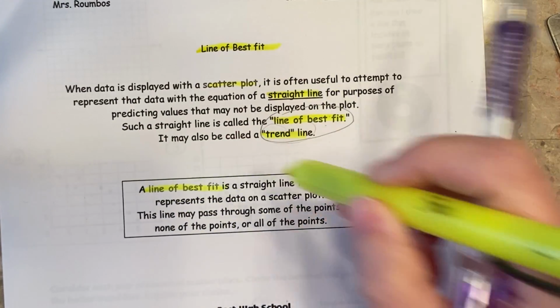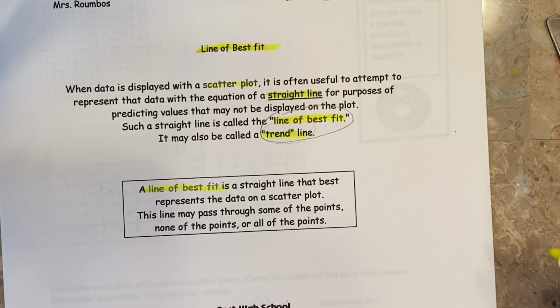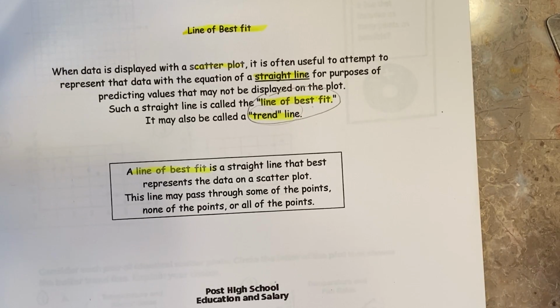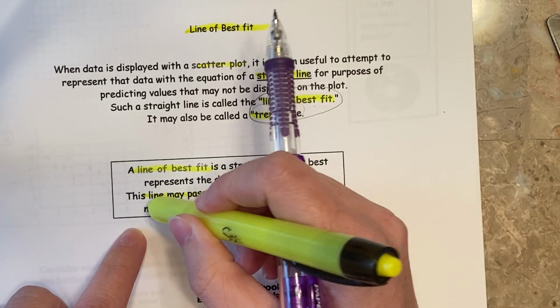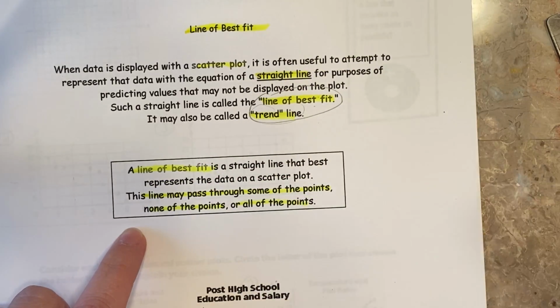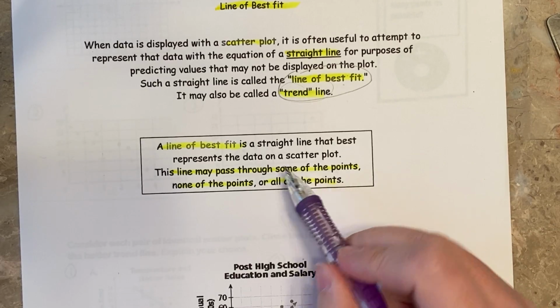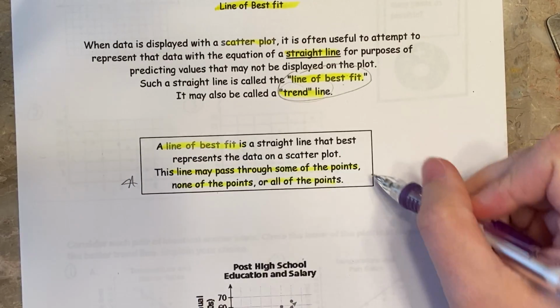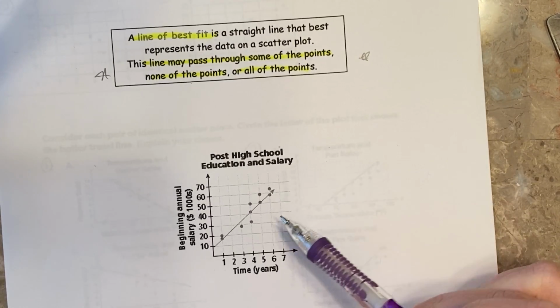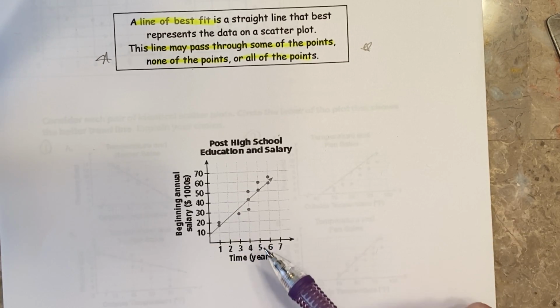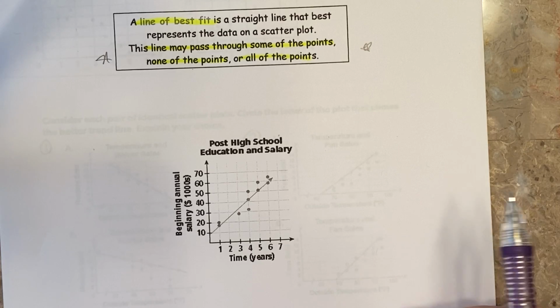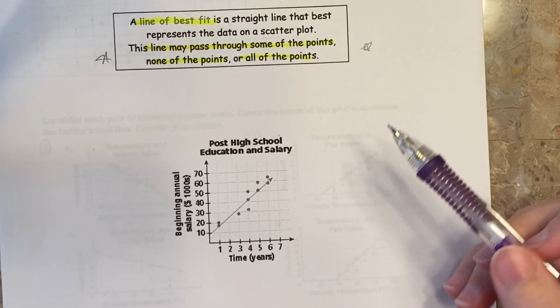So a line of best fit is a straight line that best represents the data on a scatter plot. This line may pass through some of the points, none of the points, or all of them. I think the video said that too. So some, none, or all. So that's very important. So you've been seeing me draw lines through these graphs and scatter plots, but now we're going to actually show you the real way you're supposed to do this.